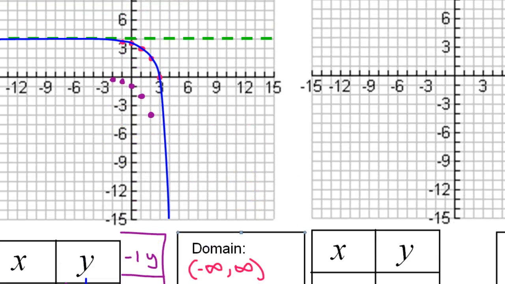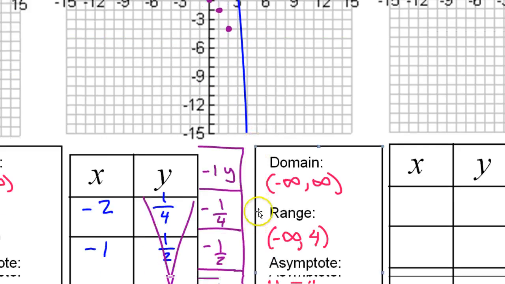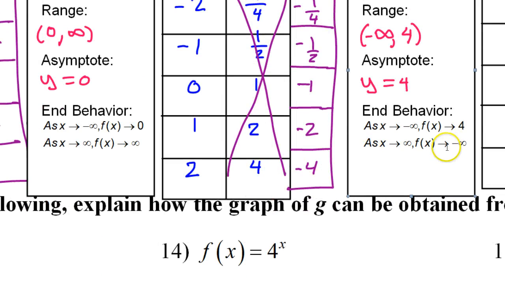Now, as we go to the right, the graph goes down, down, down. So we'll say as x approaches positive infinity, f of x approaches negative infinity. All right, that's why we have this. All right, so that's the end behavior.